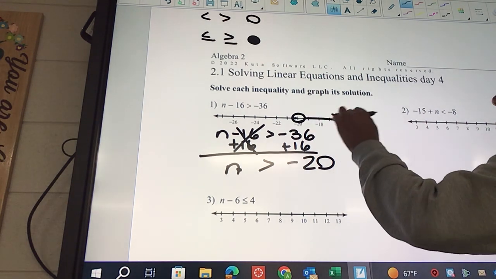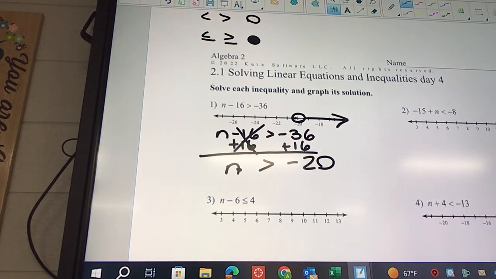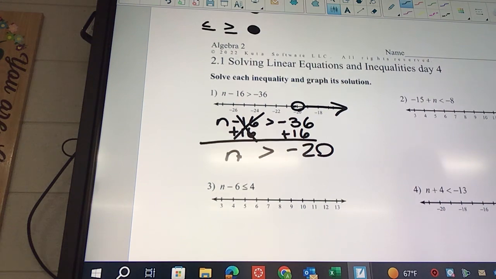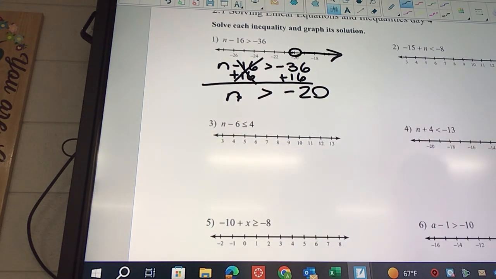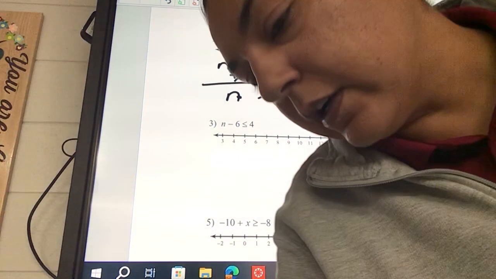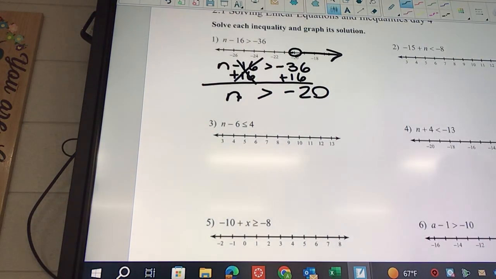I have a question. If it's an open dot, can we write it like that? Yep. Today is not a day that I would go ahead with that, because the rules do change based on the problem.